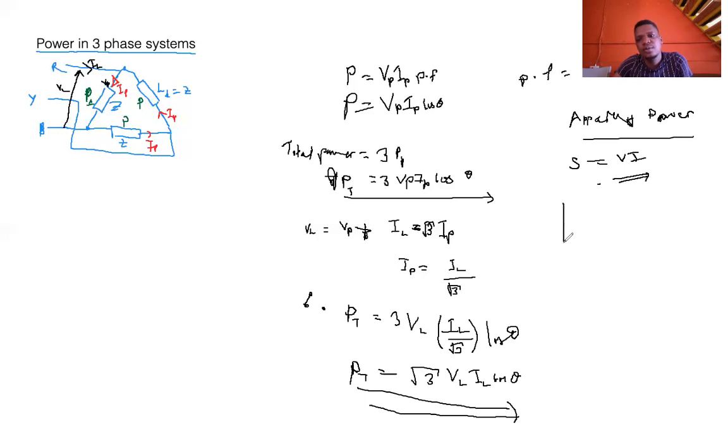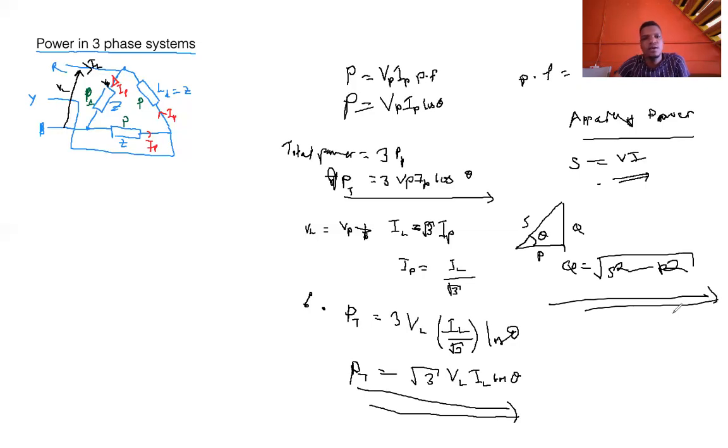Once you have your apparent power, remember the power triangle. I have active power here, I have my reactive power there, then I have my apparent power there, then this is our phase angle. So your reactive power is going to be equal to the square root of apparent power squared minus the active power squared. So that is it in power, the theory behind power in three-phase systems.